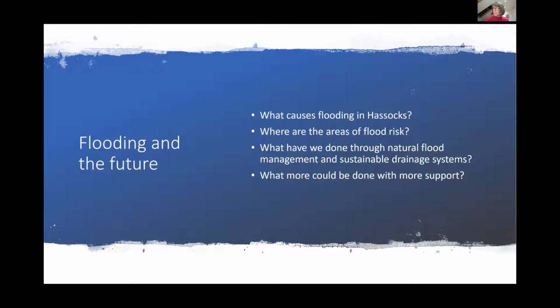flood risk. Then we're handing over to Alastair, who's going to talk you through some of the things that we've done already with natural flood management, which is using natural processes to reduce the risk of stream flooding, and through sustainable drainage systems, which is managing surface water runoff. And finally, we're going to talk about what more could be done with more support, more people, more funding, and some just getting the community together to do some things. So that's what we're going to do tonight.